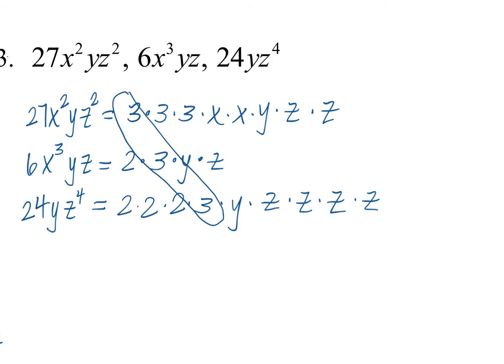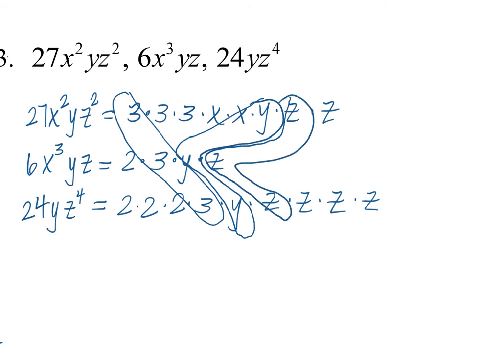And they don't have an x in common. They have a y in common, and this is going to be kind of wonky the way I circle it. And they all have one factor of z in common as well. That's really wonky the way I circled it. So the GCF would be 3yz.